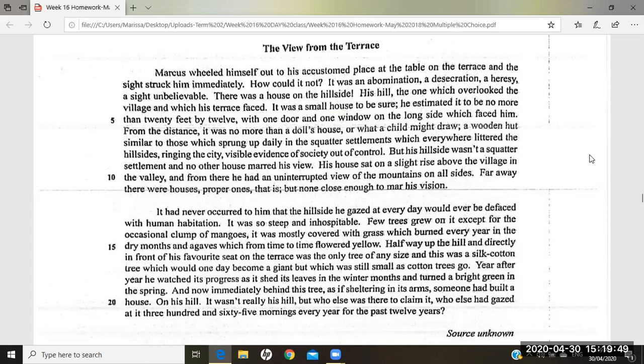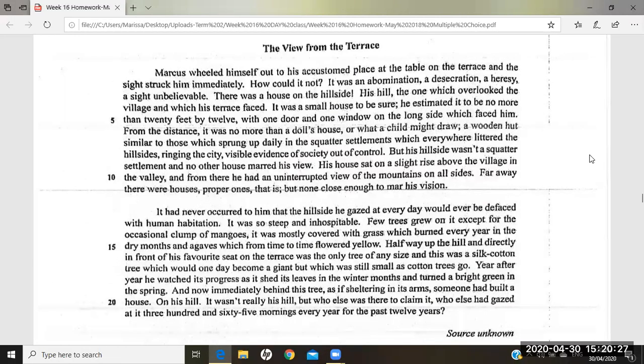From the distance, it was no more than a doll's house, or what a child might draw, a wooden hut similar to those which sprung up daily in the squatter settlements, which everywhere littered the hillsides, ringing the city, visible evidence of society out of control. But his hillside wasn't a squatter settlement, and no other house marred his view. His house sat on a slight rise above the village in the valley, and from there he had an uninterrupted view of the mountains on all sides. Far away there were houses, proper ones that is, but none close enough to mar his vision.